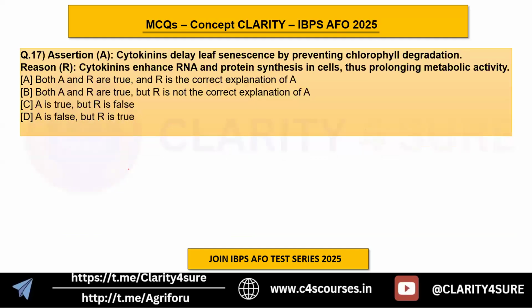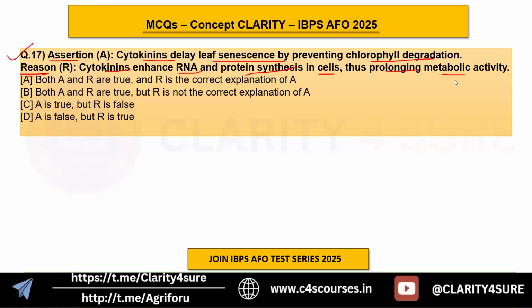Next, from question 17 to 20, we'll be discussing assertion and reasoning based questions, because we have seen that IBPS AFO is also giving these kinds of questions. These questions will help you to assess your conceptual clarity. So the first assertion says that cytokinins delay leaf senescence by preventing chlorophyll degradation. The reason is that cytokinins enhance RNA and protein synthesis in cells, thus prolonging the metabolic activity.